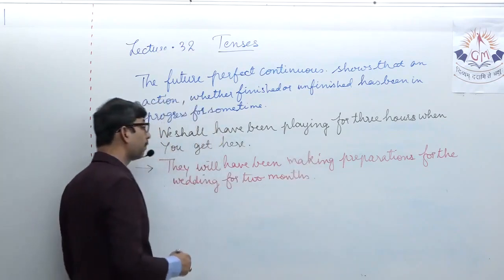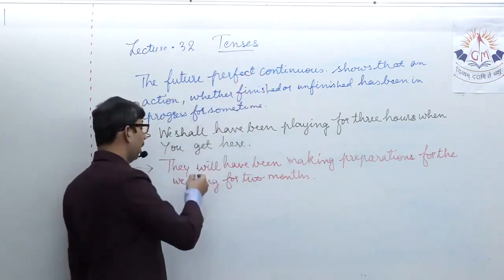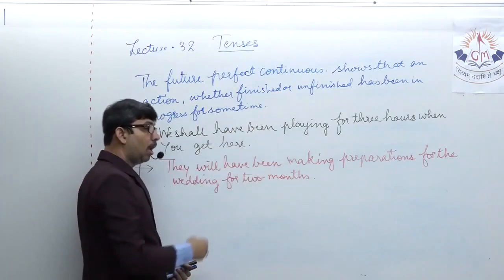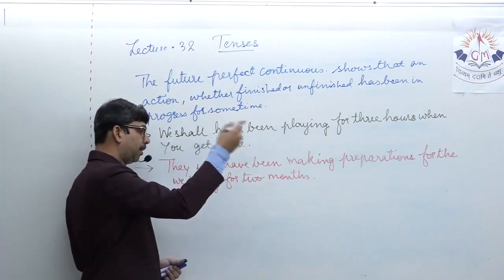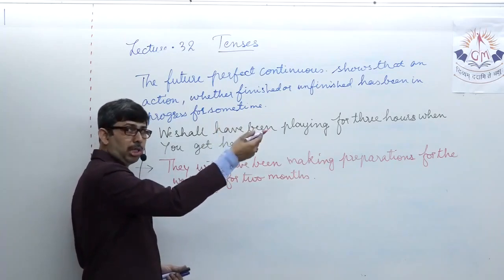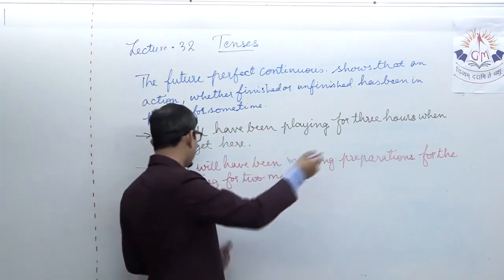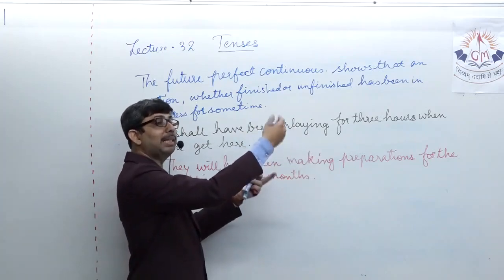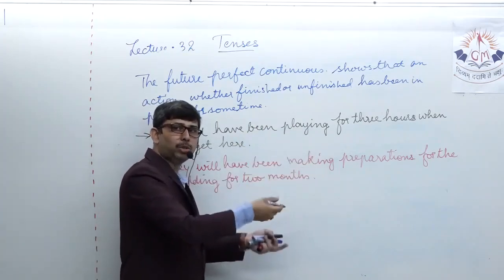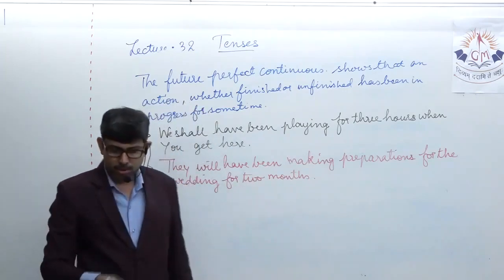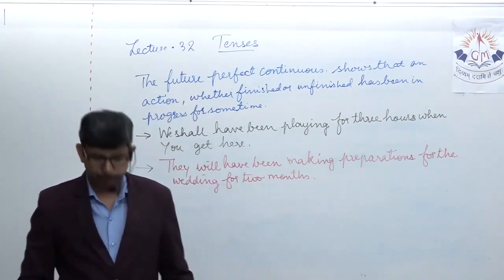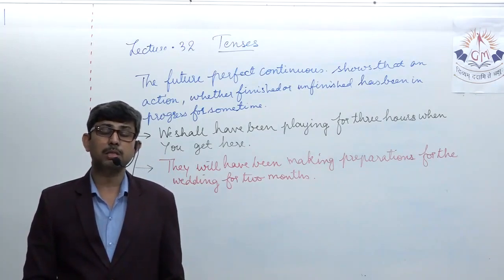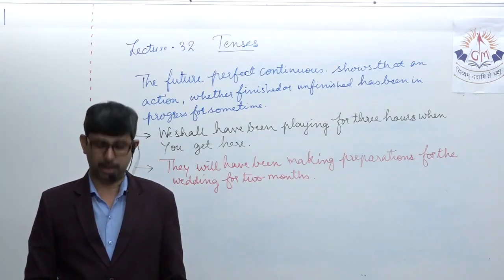So you mean to say at that point of time they will have been making preparations. They are not making preparations now, but you're talking about that point of time when you mean to say that the preparations for the wedding would be going on and 2 months have passed by that time before the actual event occurs. So this is what you're trying to express with the help of the future perfect continuous tense, which is the combination of two things.